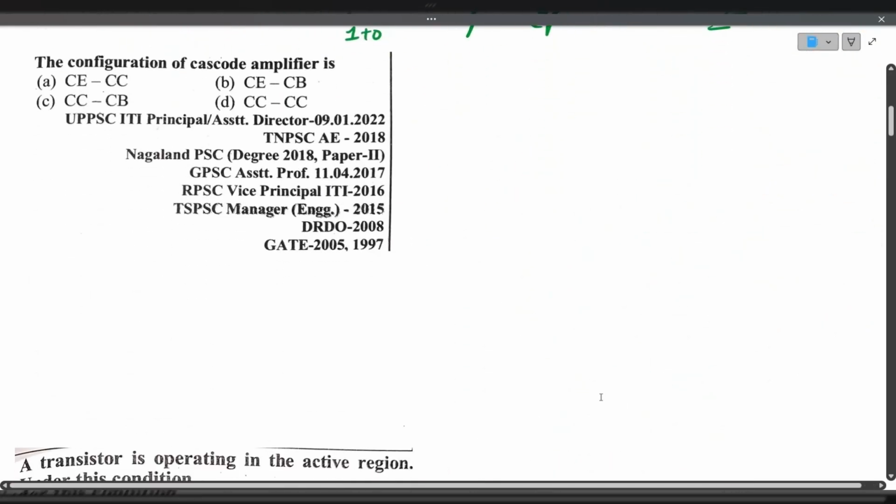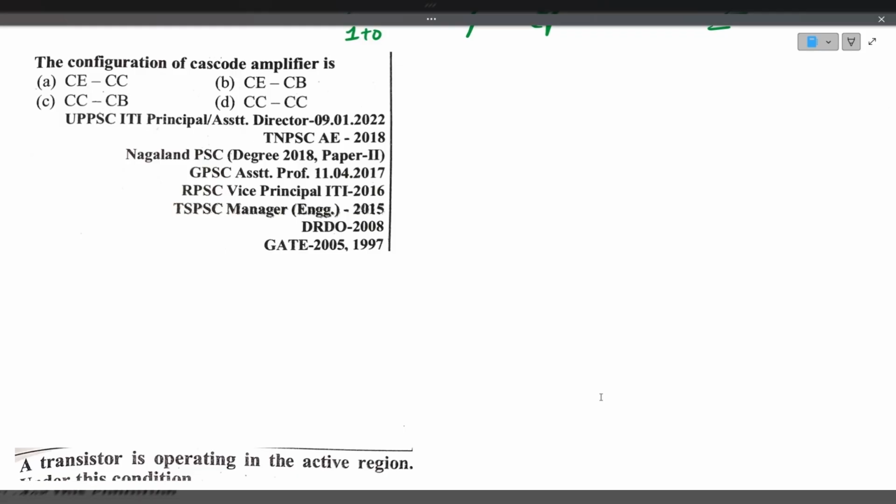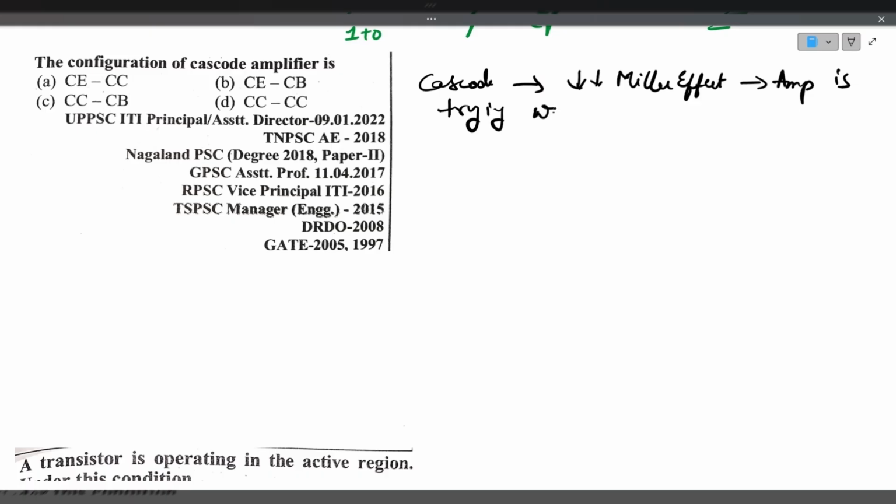Next, we'll see what the configuration of a cascode amplifier is. What is basically the cascode amplifier? The cascode amplifier is designed to reduce the Miller effect. Miller effect comes into the picture when an amplifier is set to high frequency amplification, when an amplifier is trying to work with high frequencies.